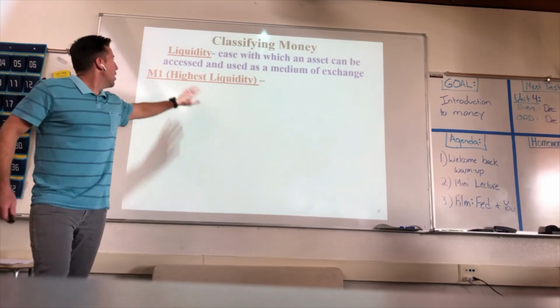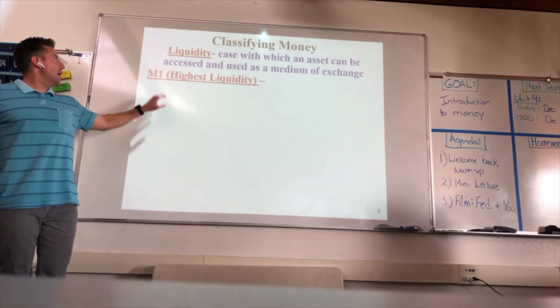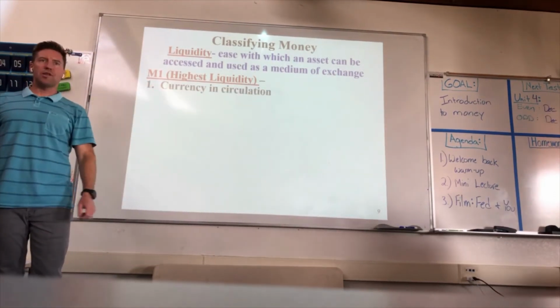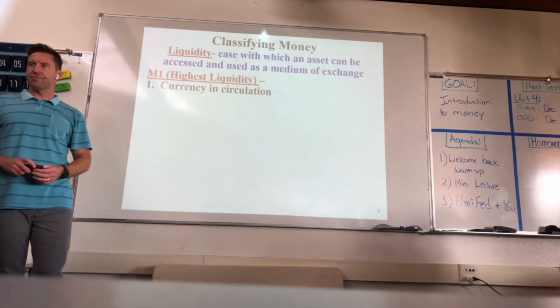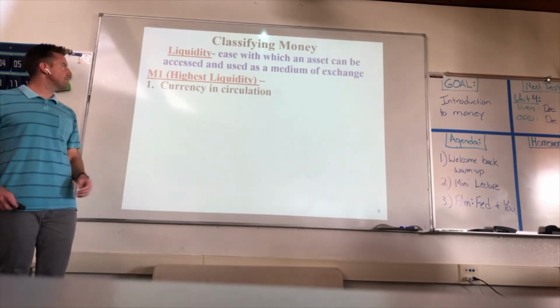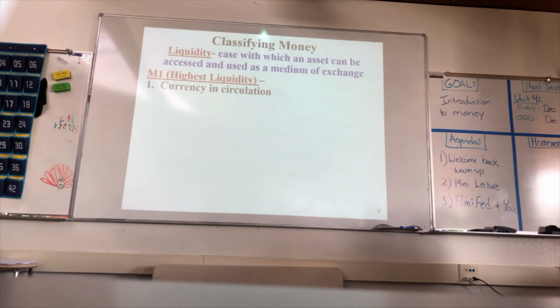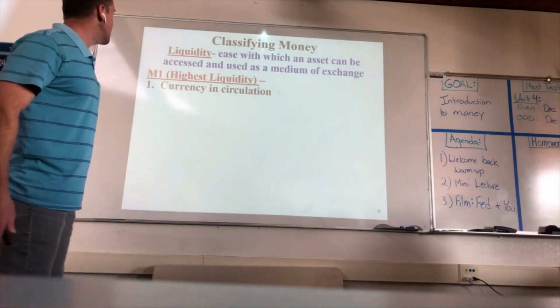Okay, so the currency with the highest liquidity, M1 money, is our currency in circulation. Why is it liquid? Because I don't have to convert money to use it. I got it. I can spend it as need be.